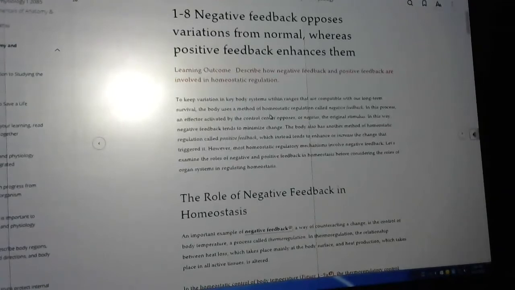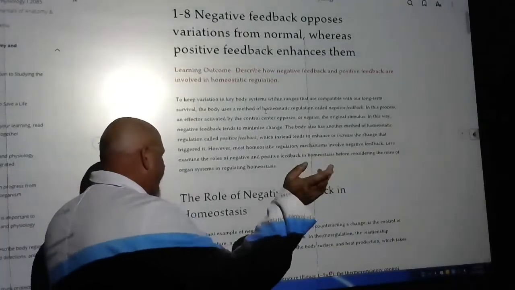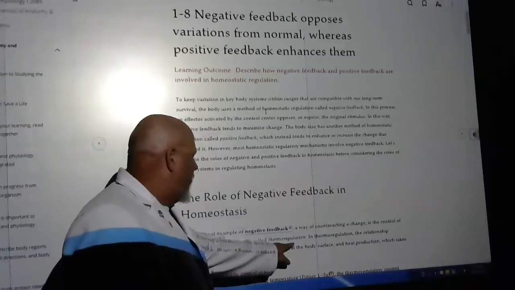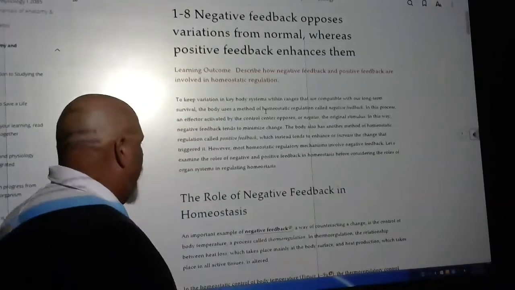All right, so negative feedback opposes variations from normal, whereas positive feedback enhances them. That's a huge thing. So we have homeostatic regulation. There are two types of homeostatic regulation. There is negative feedback, okay? When we control temperature of the body, it's called thermoregulation. Thermoregulation. All right, so negative feedback.